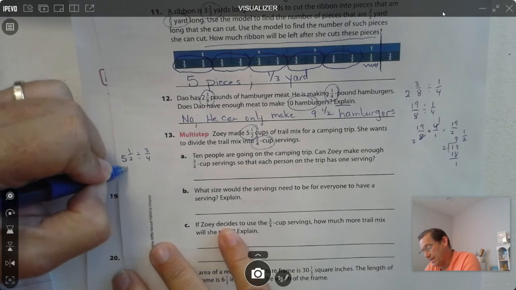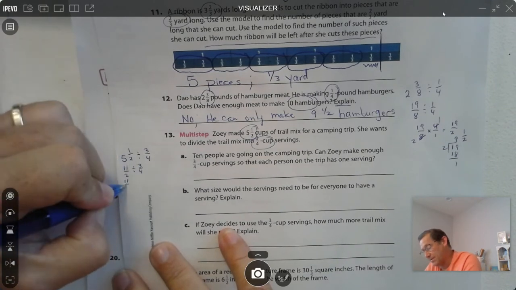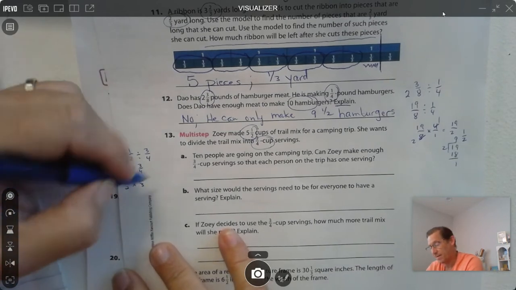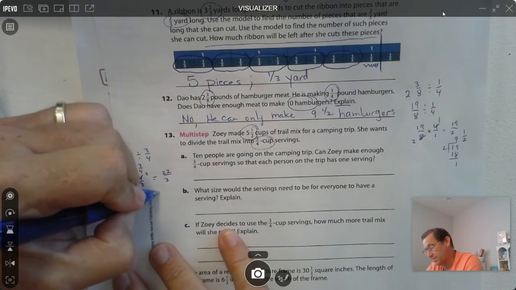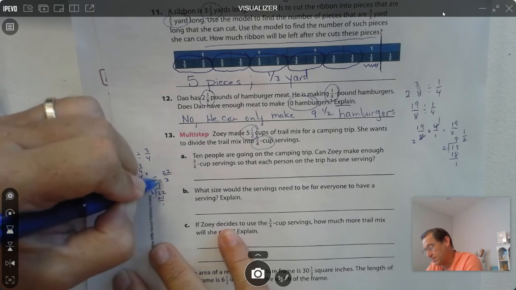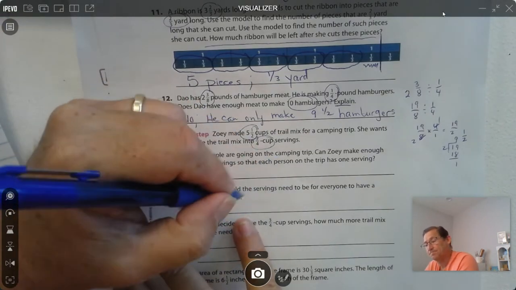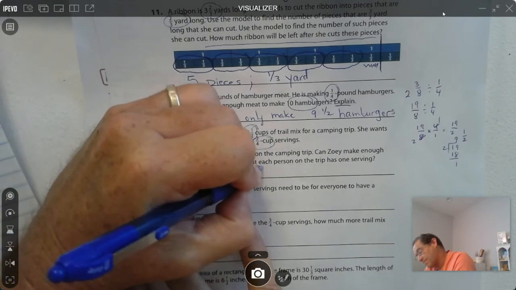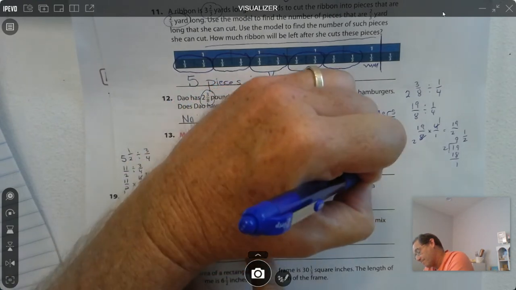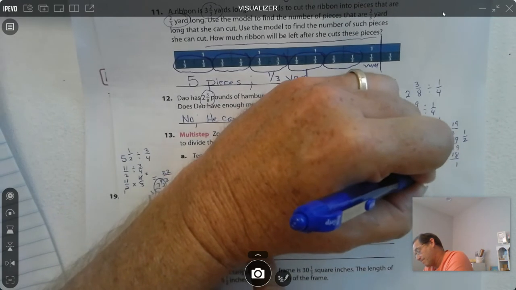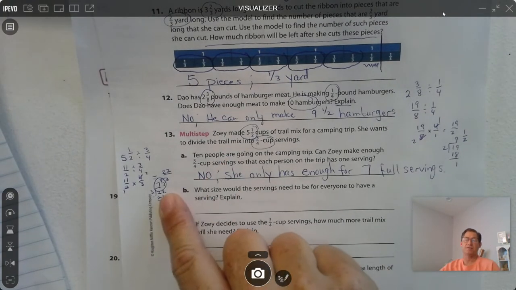5.5 divided by 3/4 will tell us how many she can make. 5 times 2 is 10, plus 1 more is 11. So 11 halves divided by 3/4, which is the same as 11 halves times 4/3. I can reduce 2 and 4 by dividing by 2. So we get 22/3. So she can make 7 1/3. No, she can't. Okay, she only has enough for 7 full servings. We came up with 7 1/3 servings.